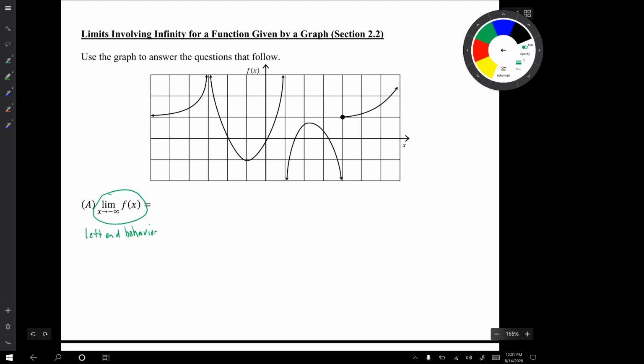So let's go up and look at the graph and see what the left end of the graph is doing. That's this. We can see that the graph has a horizontal asymptote on the left with line equation y equals 1. So that number, y equals 1, tells us that the value of this limit is 1. So our explanation is because the graph has a horizontal asymptote on the left with line equation y equals 1.